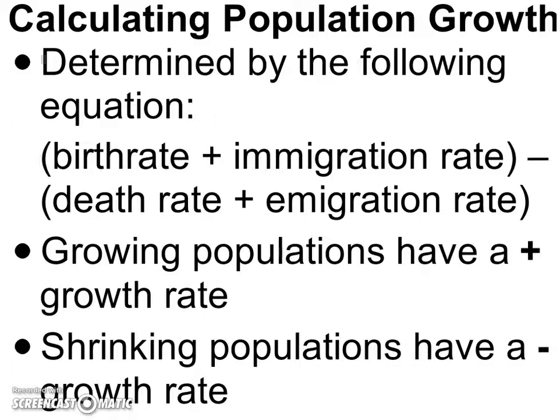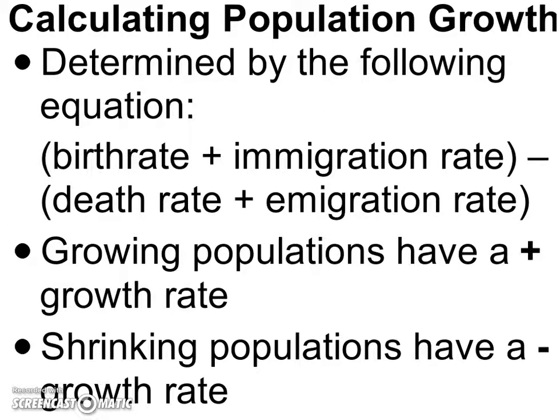So how do we calculate population growth? It's determined by the following equation. You take the birth rate for that year and add it to the immigration rate, so what's coming into the area. Then you subtract from that the total of the death rate plus the emigration rate, so what's going out of the system. Everything that's coming in minus everything that's going out.